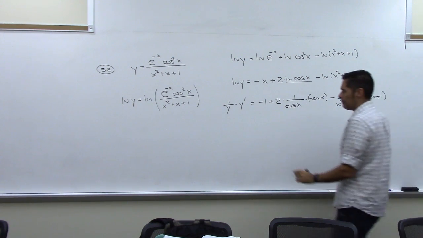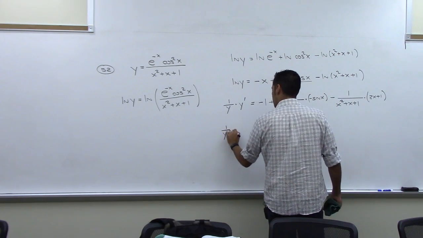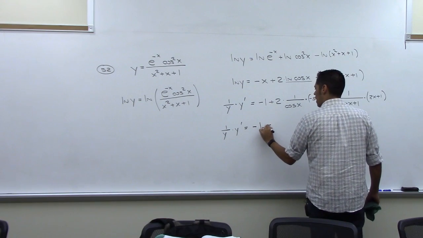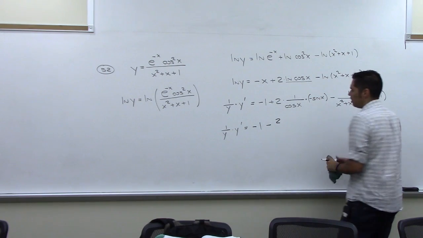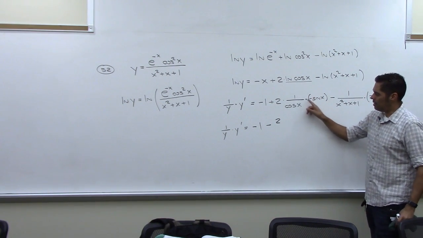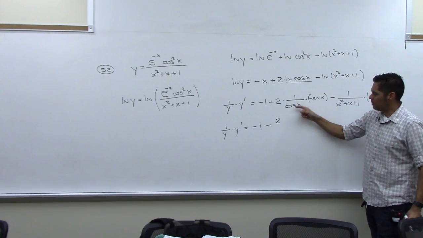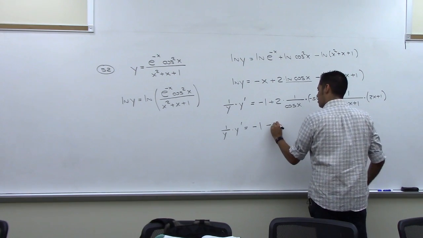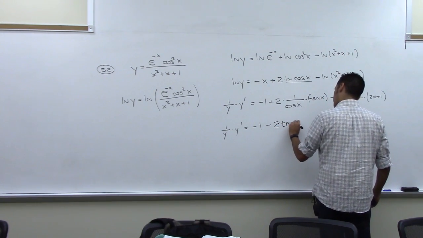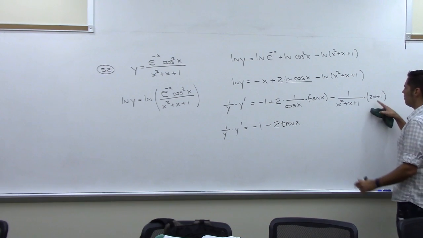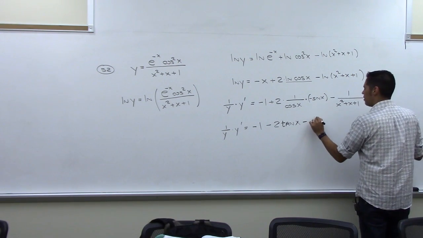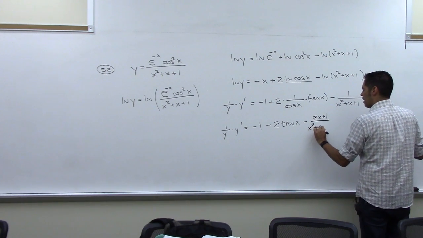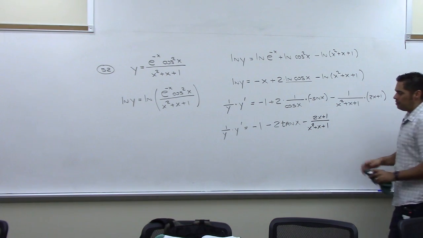So I have 1 over y times y prime equals negative 1 minus 2. Now check this out. The minus comes from the minus right here comes out. I have sine x over cosine x. That's tangent. So I'm just going to put minus 2 tan x. And then here, I'm just going to slide this on top. So minus 2x plus 1 over x squared plus x plus 1. So I'm getting real close.